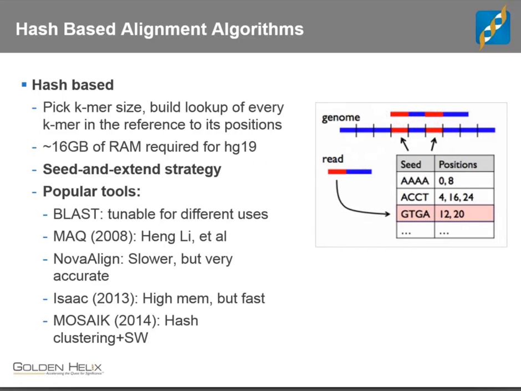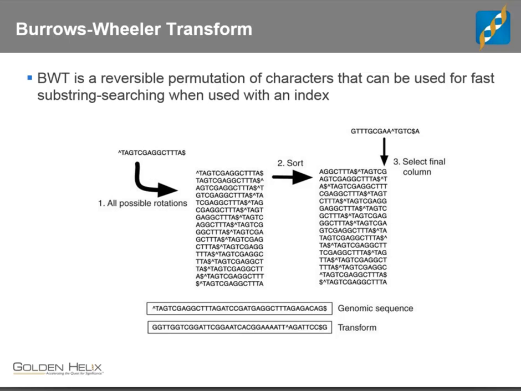This overall was a huge improvement in terms of how much RAM it took to do this. With MAQ, you could take 16 gigs of RAM and do an alignment of millions of short reads, and that was a massive step forward.